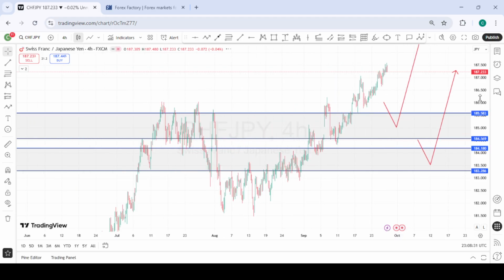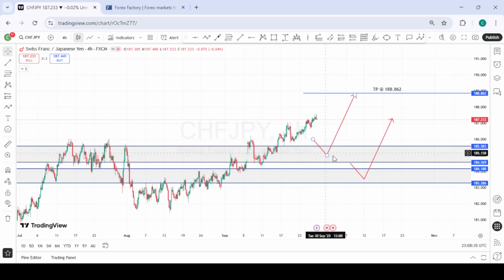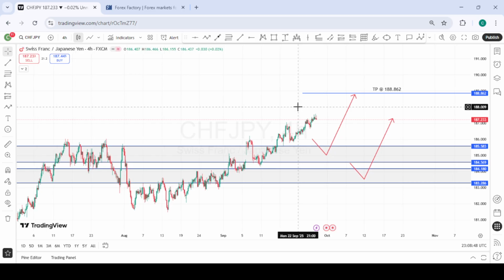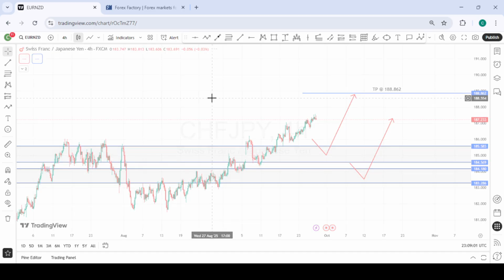We have here CADJPY, and for CADJPY, we're also expecting price to pull back to this area of interest, or the second one as well. If price had pulled back into any of these areas, we would have had buying opportunities to the upside, but price never made its way to the area of interest, and it kept going up. So for the coming week, if we are fortunate for price to pull back to this area of interest, we will look forward to take our buys to the upside. So we missed out, or we couldn't capitalize on this trade from last week.